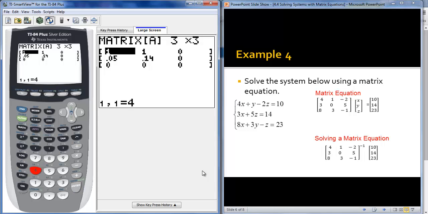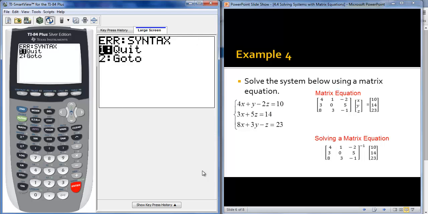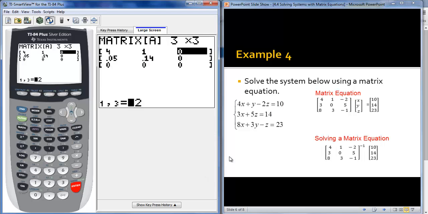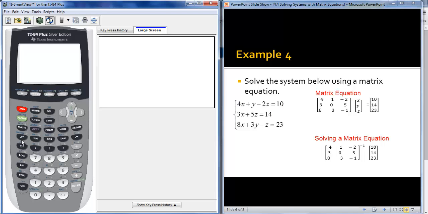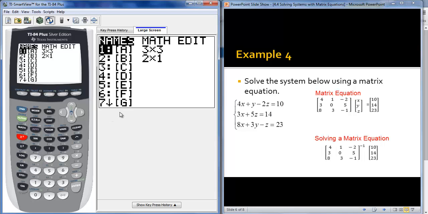I'm going to put in 4, 1, negative 2. Calculator didn't like that, so let's change it to that. Negative 2. Then I got 3, 0, 5, 8, 3, negative 1. Boom, I got that. Okay, so now second quit, second matrix. I'm going to edit this last guy.